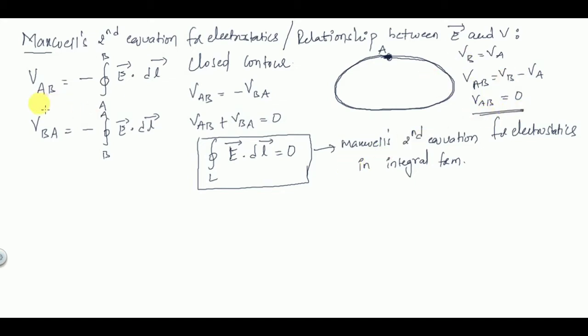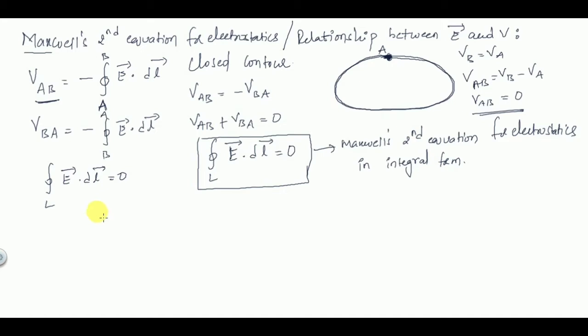When VAB is equal to 0, what will happen? Closed integral E bar dot DL bar is also equal to 0. So instead of writing A to B, we are writing the closed integral over L, because A is equal to B. In this case, integral over L E bar dot DL bar is equal to 0. Okay, so I hope you have understood very clearly what I have written earlier. So this is called Maxwell's second equation for electrostatics.